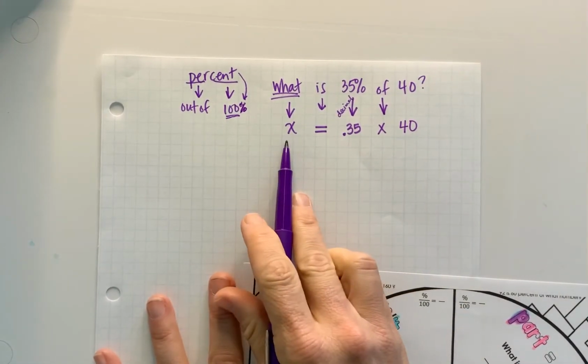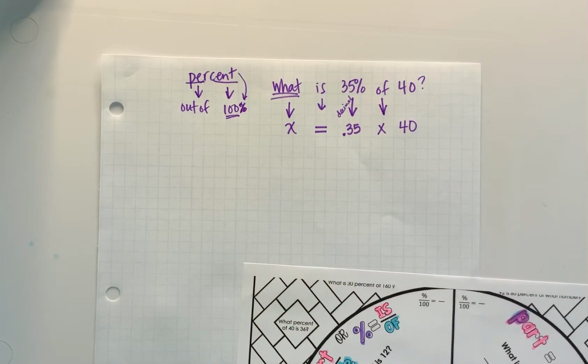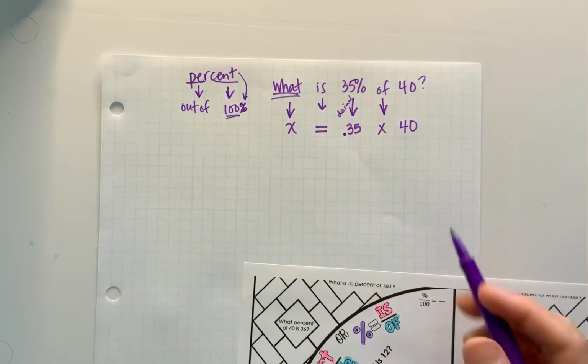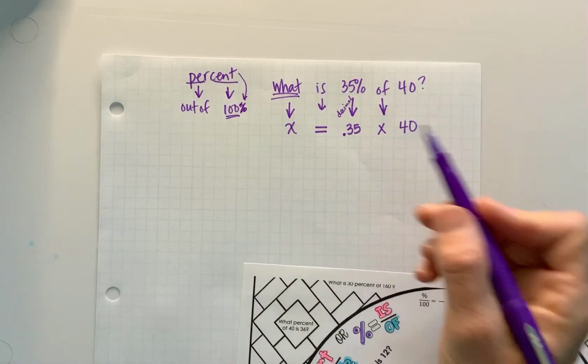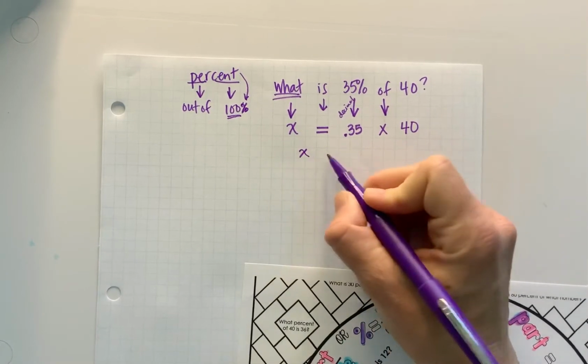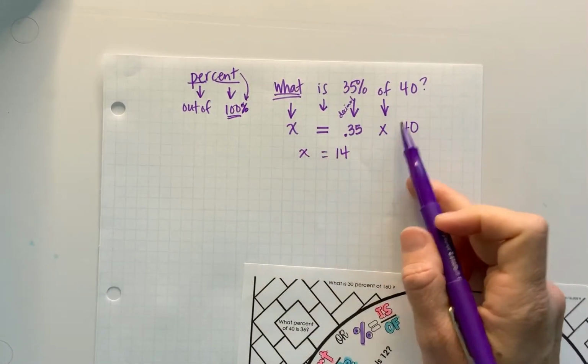So your missing part, you have the percentage, and there is your whole. So you can use that to solve for your x. Now I can do my multiplication, but I can just recall from last time that we had x equals 14. So 14 is 35% of 40.